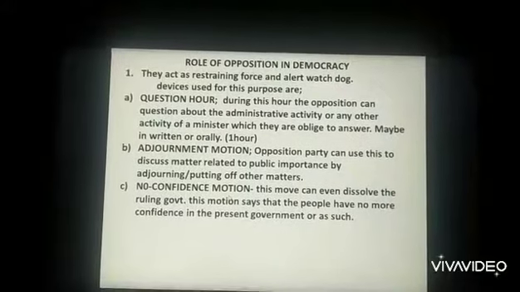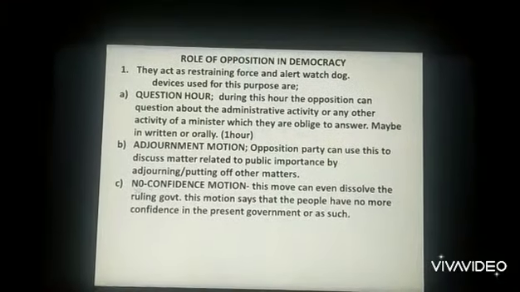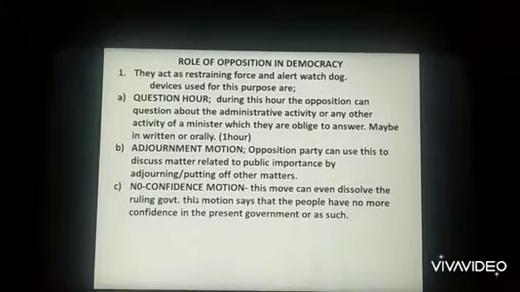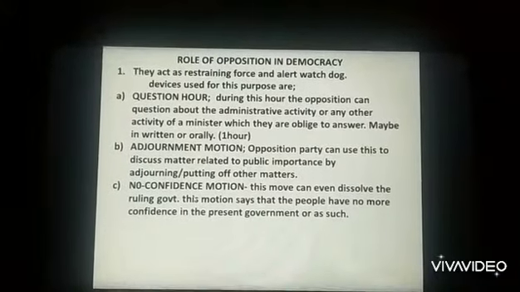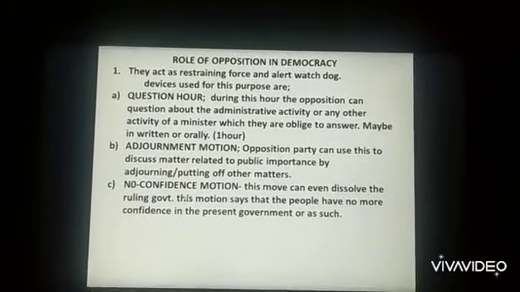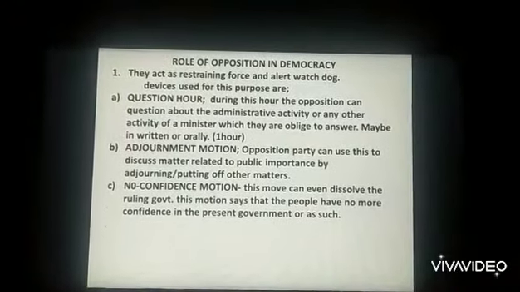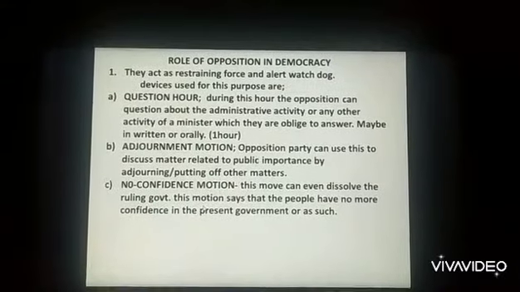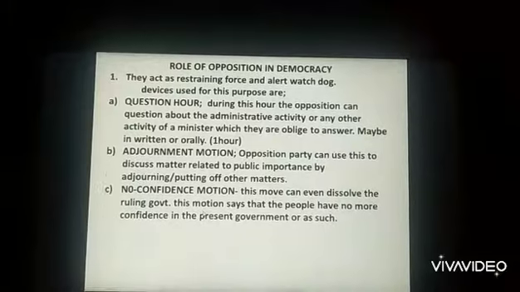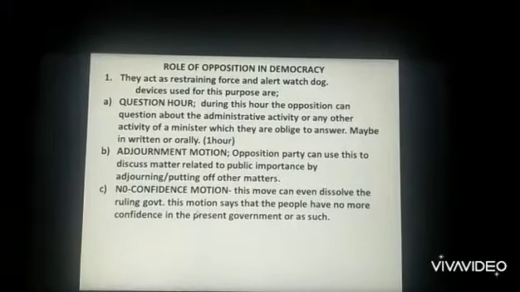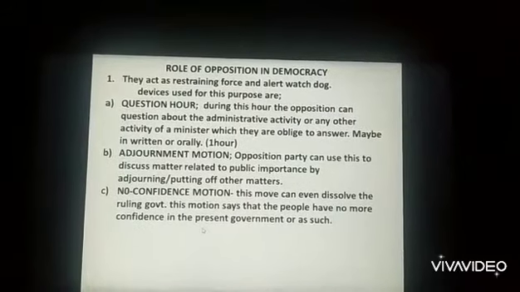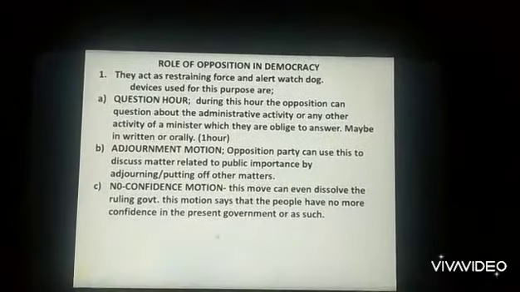This motion means that we the people don't have any more confidence in your government, so you can move out if you can't prove your credibility to the people. Then they go for a test called the floor test. We can't go into too much detail on that, but anyway, the no confidence motion is very important and very strong, and it can even remove the government from ruling.